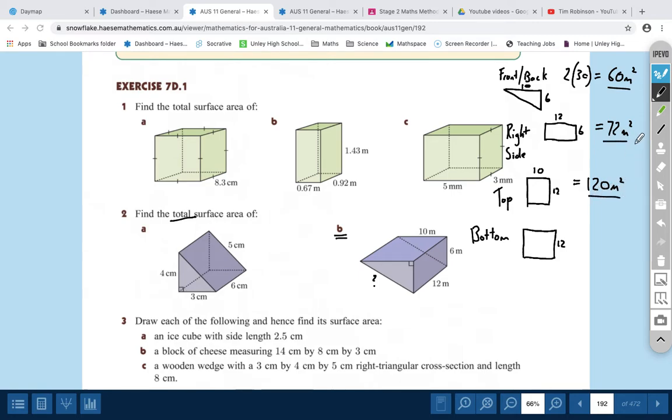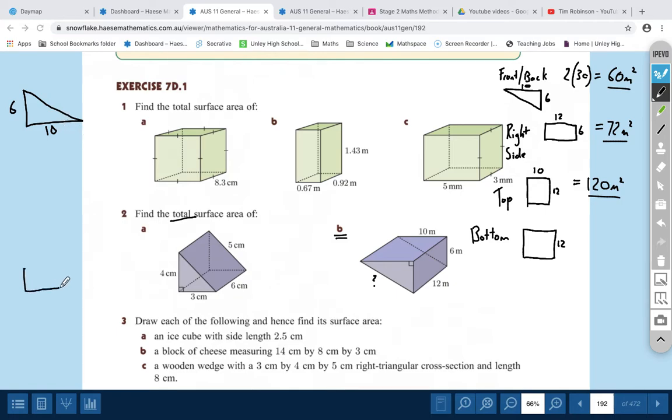And we also need the bottom rectangle area. Now, we've got this triangle here. I'm going to draw it slightly differently. I'm going to rotate it. What do we know? We know that's 6 long. We know that's 10 long. We need to work out this. We're going to use Pythagoras.